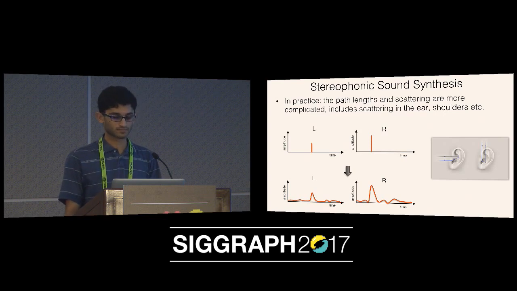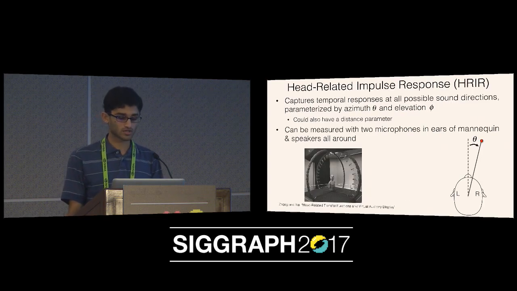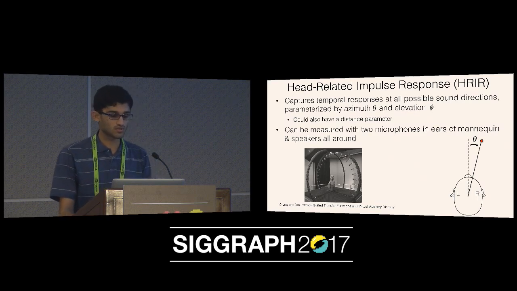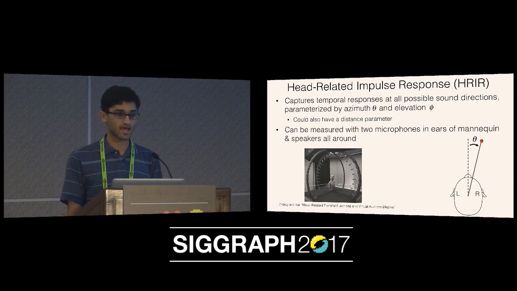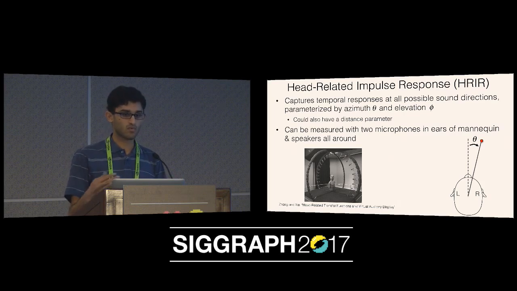So instead, what we're going to do is we're going to turn to something called the head-related impulse response. What you do here is you capture the temporal responses at every single sound direction, which we're going to parameterize by the azimuth theta and the elevation phi. You can also have a distance parameter here, and this is really useful when you have really close sound sources, but if you assume that the distance to the sound source is relatively large compared to the distance between your ears, we can more or less ignore the distance parameter, and for simplicity in this course, we do.